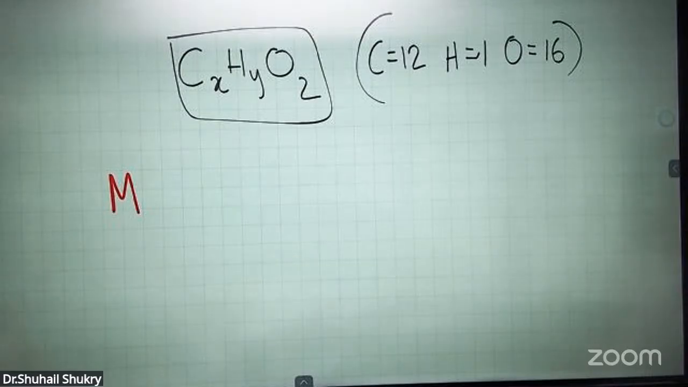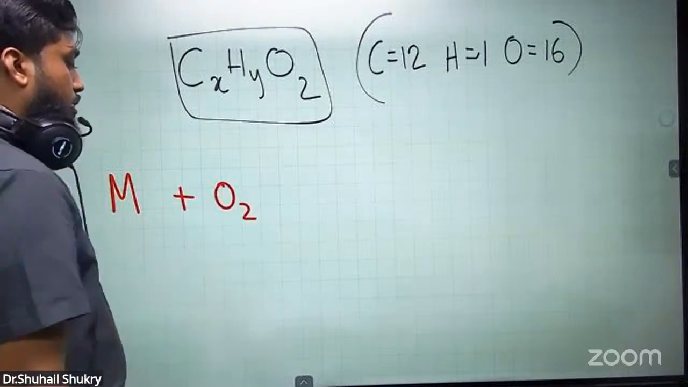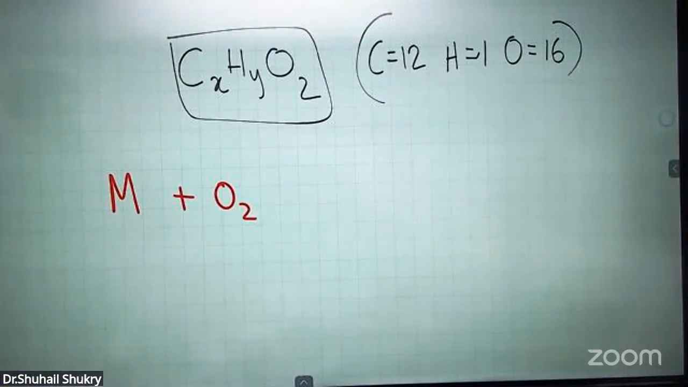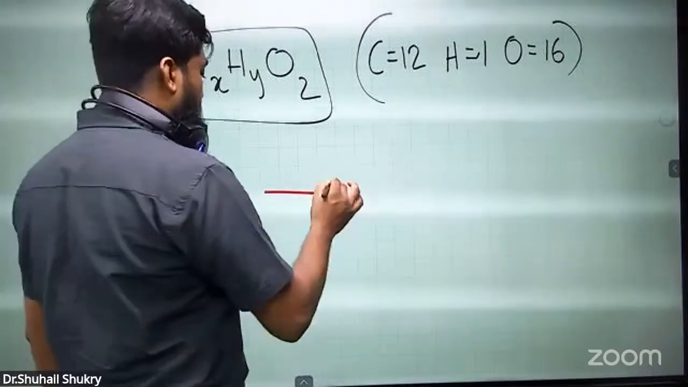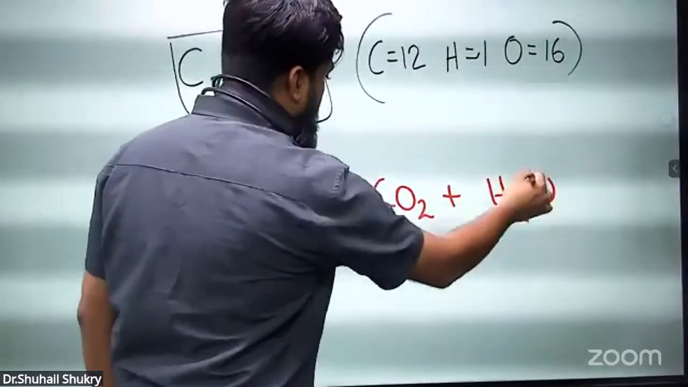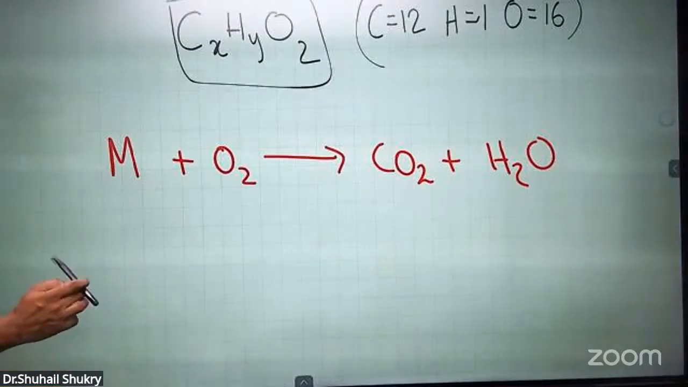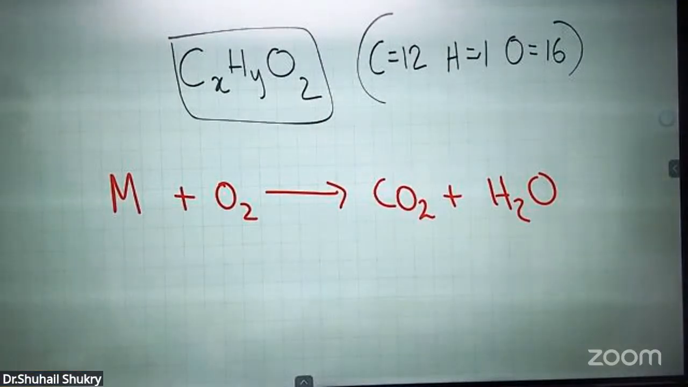Okay. So when you burn M, M plus O2 should release CO2 and water. And how many milligrams of M are you burning? I told you how many milligrams of M you are burning. Did I tell how much M is burnt? 62 milligram.